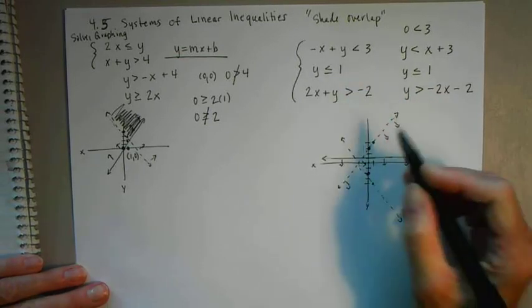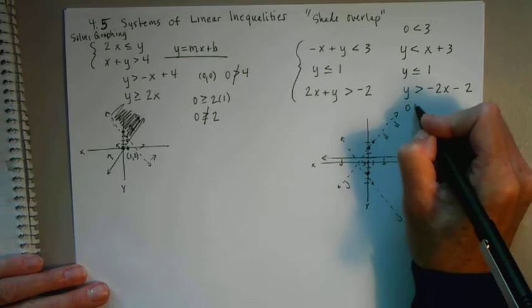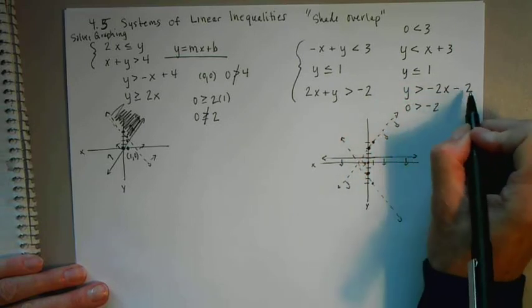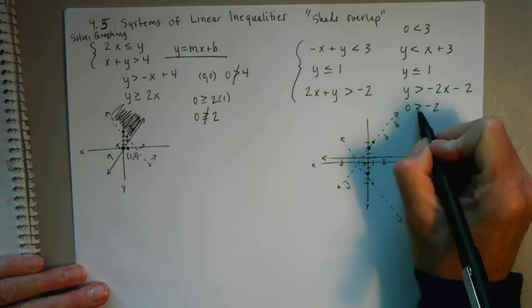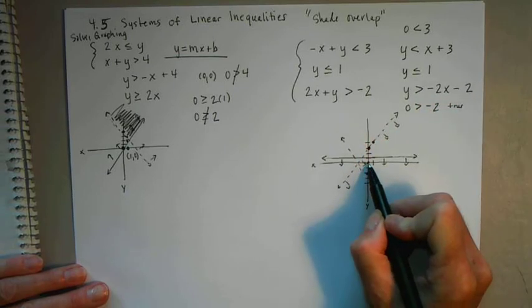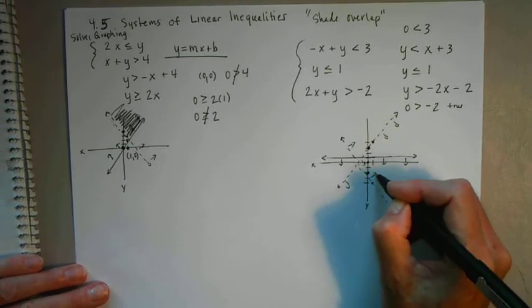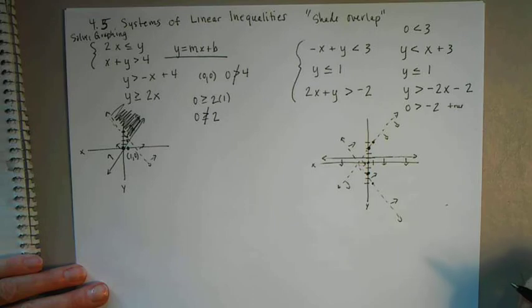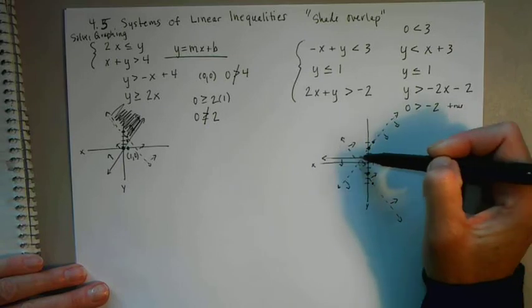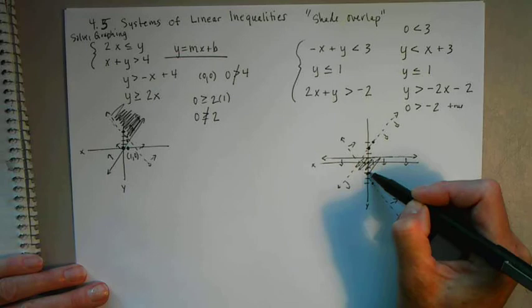I'm guessing it's up here, but let's just verify with (0, 0). So plugging 0 in for x and 0 in for y, I get 0 is greater than negative 2. And that is true, so we know we're going to shade (0, 0). So here's my line, (0, 0) is on this side. So we're shading that side. Alright, now think, you're below this, and you're above this. So this will be our solution.